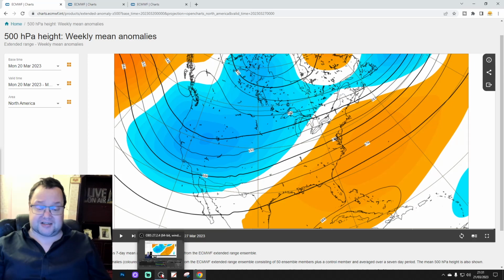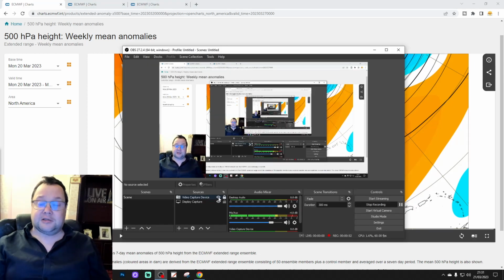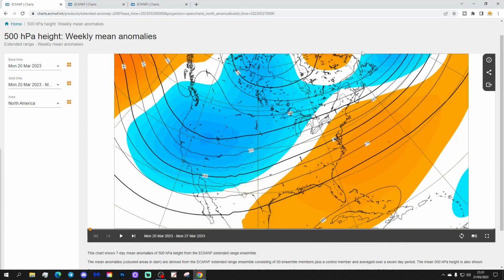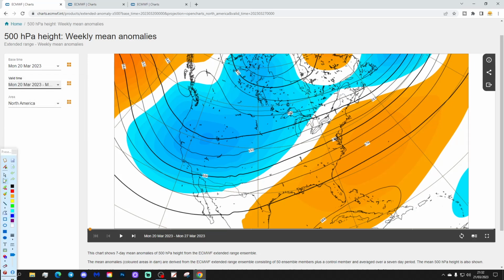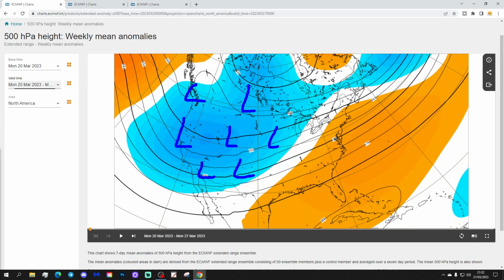So we're going to start off with the week 1 500 millibar height only for the United States, for North America, taking us from the 20th to the 27th of March. That's this week, not the coming week, that's this week. With a trough of below average heights in the north and west, where it's been throughout the winter. It's back again this week.